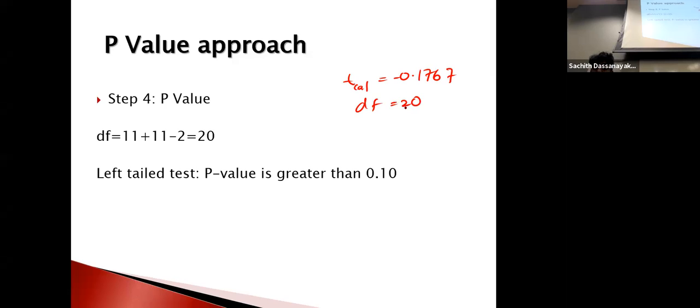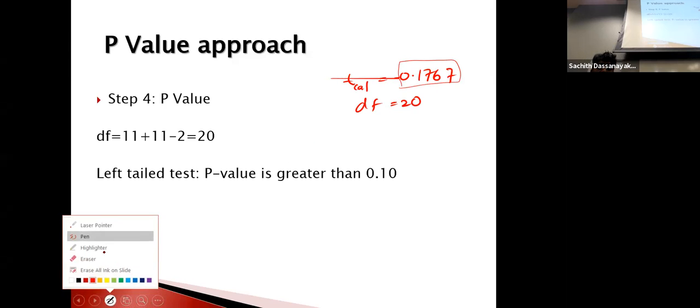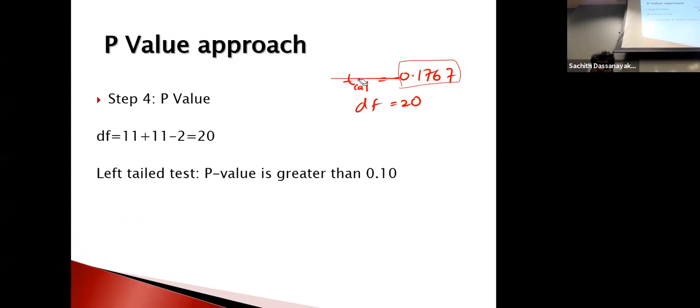Go to the T table. First find where degrees of freedom 20 is. Then try to find 0.1767. It's not about negative, there are no negative values, so don't worry about that. Okay, that's how we deal with this. I don't think you can find the exact value, but you can approximate.